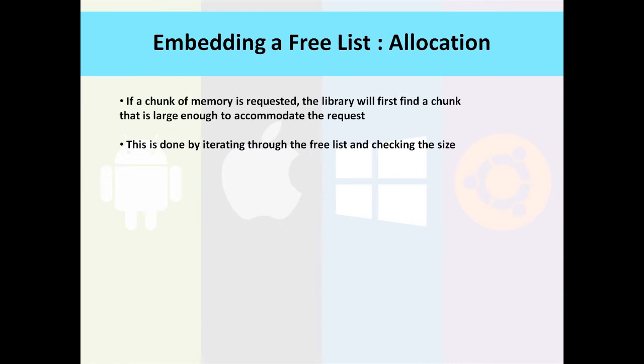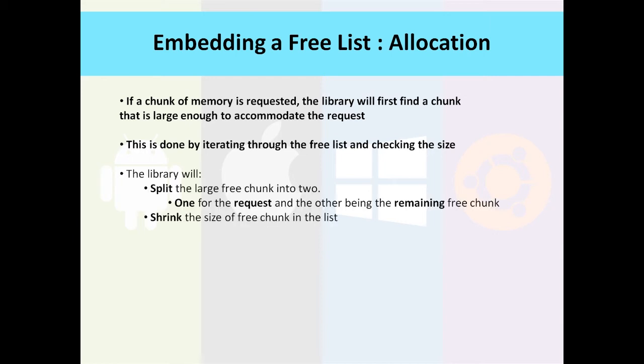Okay, so first things first, what happens during allocation? If a chunk of memory is requested, the library will first find a chunk that is large enough to accommodate the request. This is done by iterating through the free list and checking the size. For that previous one, you start at the head, check, then move on to the first node. We see that it's not big enough, we move on to the next one, not big enough, move on to the next one, okay, it is big enough, and therefore we can allocate the memory from this chunk.